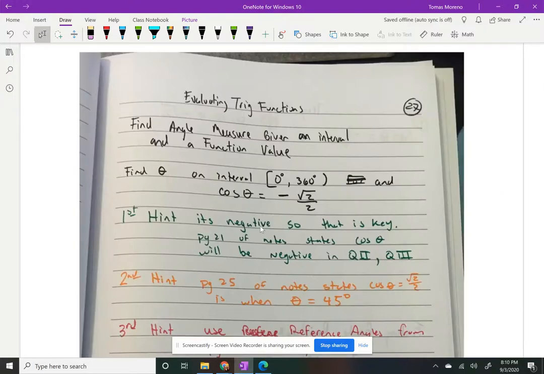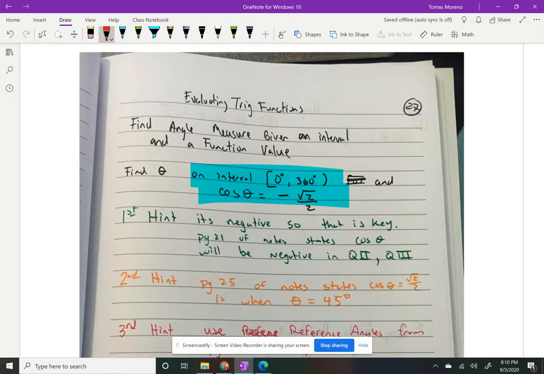Okay, so now we gotta kind of mush everything together. Pretty much everything we learned in 5.2 and everything we learned today, we're mushing it together. So we have to find an angle measure given a specific interval and a function value. Let's say we have this right here. So we have an interval from 0 to 360. Okay, awesome. Wow. We have so much to choose from now.